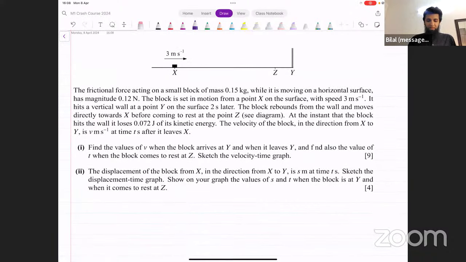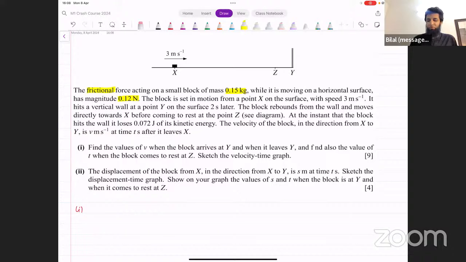The frictional force acting on a small block of mass 0.15 kilograms, while it is moving on a horizontal surface, has magnitude 0.12 Newton. So the friction is 0.12 Newton. The mass of this block is 0.15 kilograms.